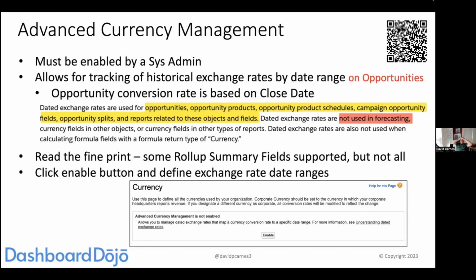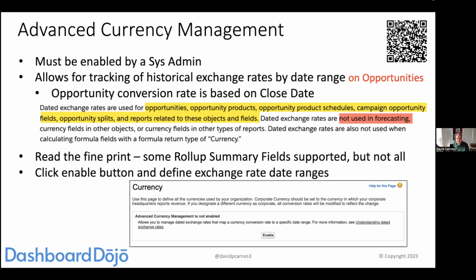One of the things you need to think about, you kind of have to triangulate, how are you currently using the system? How do you want to use the system? And can you put up with the things that aren't supported? There are some other considerations like roll-up summary fields. Some roll-up summary fields are supported, but not all. So you want to sort of dig into what that means, and that's in the help. So it's just a button to enable, and then you go define dated exchange rates.